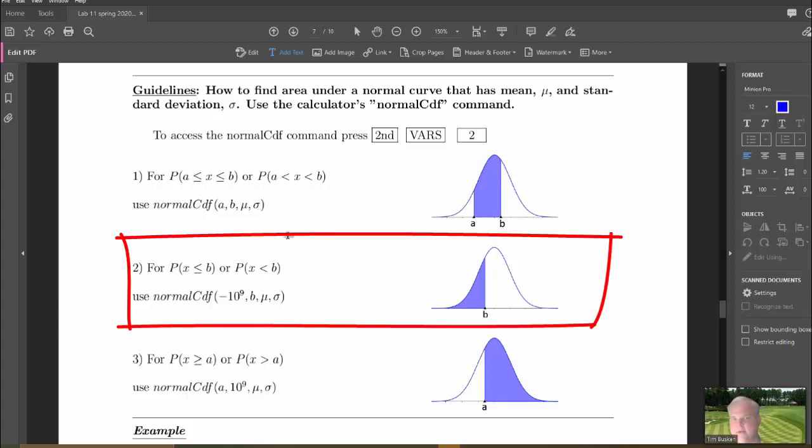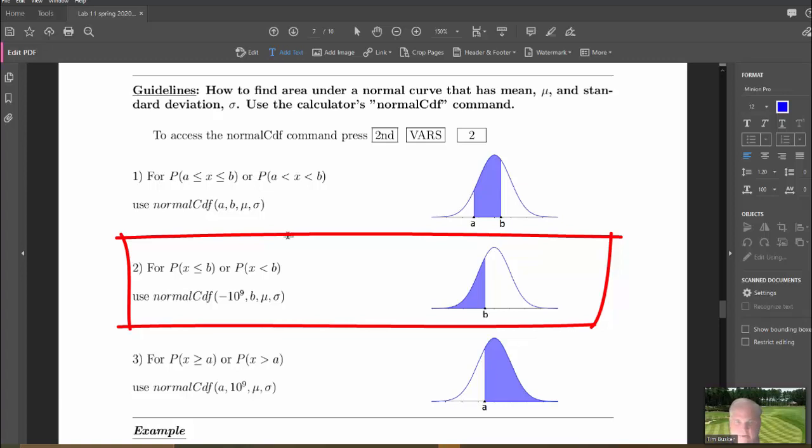Another type of problem is finding the probability that x is less than or equal to some number b, or just strictly less than some number b. Both of these probabilities are going to be equal to each other, so it doesn't matter which one you're asked for, you're going to get the same area. Here, if you take a look at the picture on the right, there's no lower boundary. So technically there's no a.